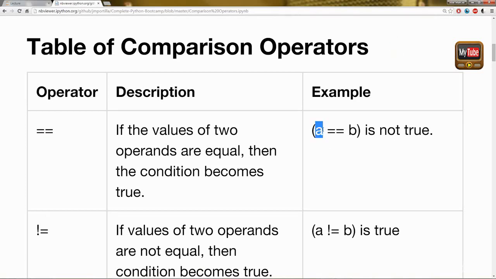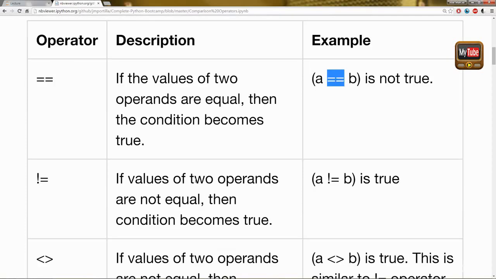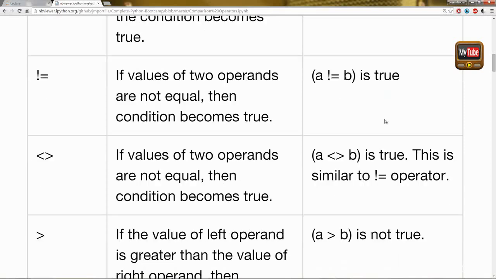In this case, A equal B is not true, but if A equal A was written, then that would be true. So as long as these two objects are the same, then equals will output true. If they're not the same, it'll output false. Moving along, the opposite of that is exclamation mark equals. That means if they're not equal, then the condition becomes true. So this statement says A is not equal to B, which will output true.